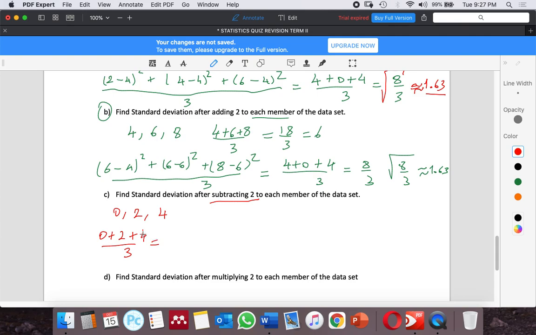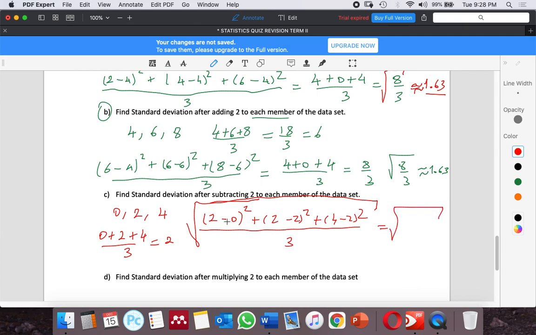To find the standard deviation of these, I have to take the mean, which is 6 over 3, which is 2. After that, I subtract the mean from each member, square it, and divide by how many members there are. This is now the variance. The square root of the variance will be the standard deviation.